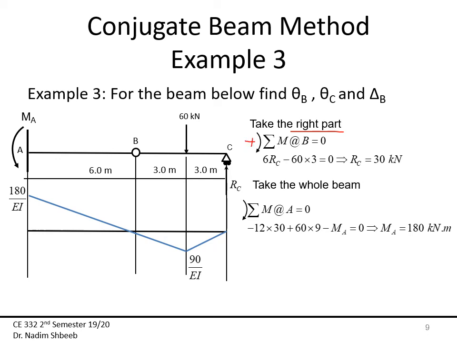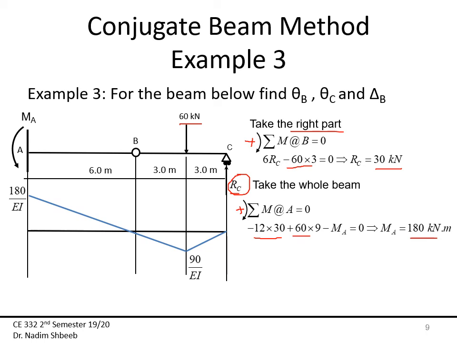This is being the positive. Then minus 6 RC minus 60 times 3, then RC is equal to 30 kilonewton. Now I'm going to take the whole beam to find the moment at A. And again, take this positive. This is equal to minus 12 times 30, which is this one, plus 60, which is my load, times 9 minus MA equal to 0, then MA is equal to 180 kilonewton meter, which is this right here.